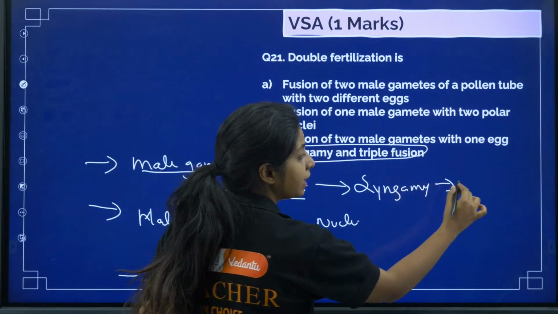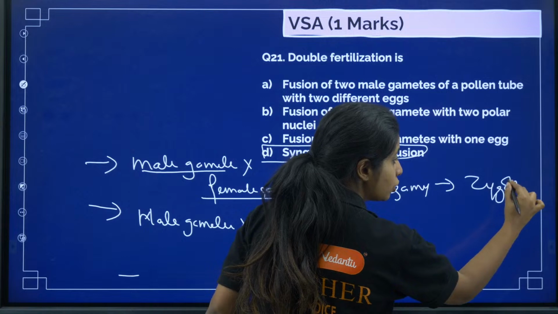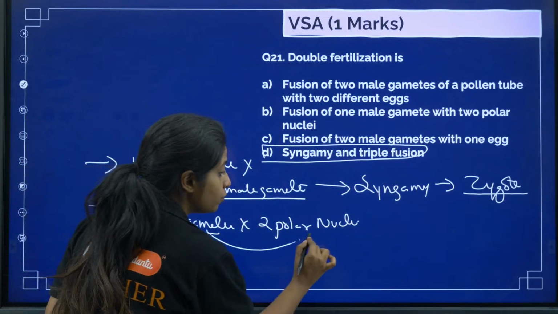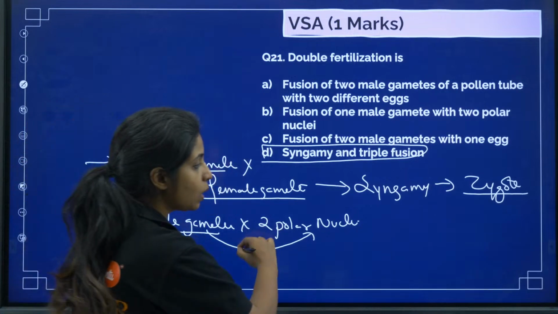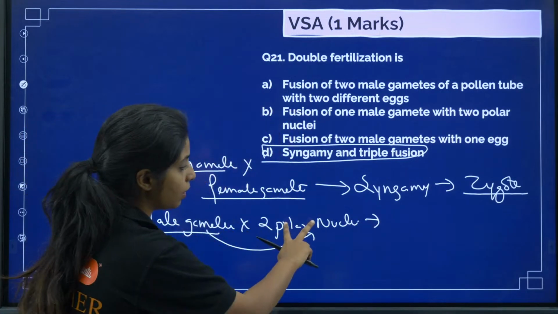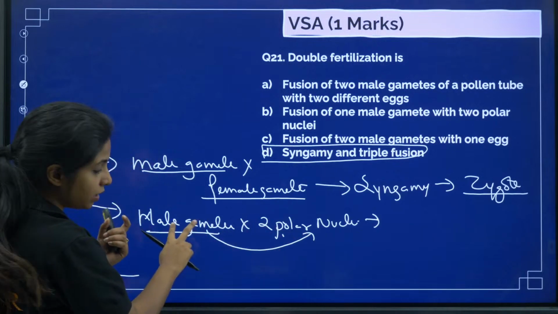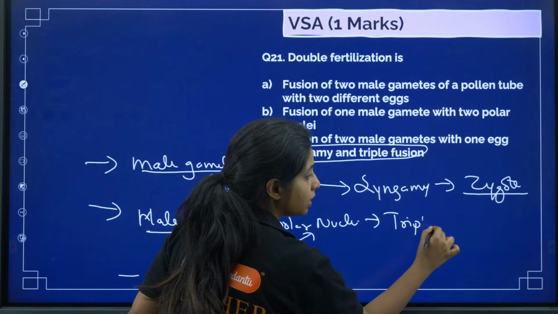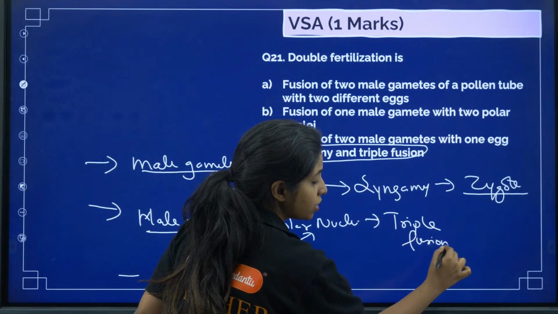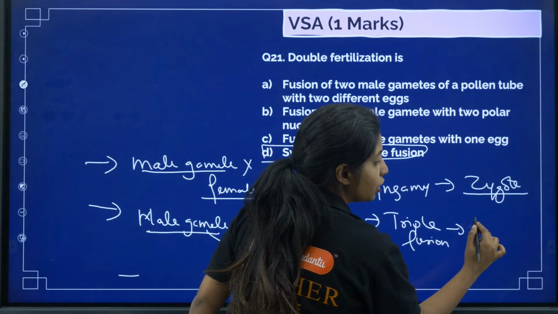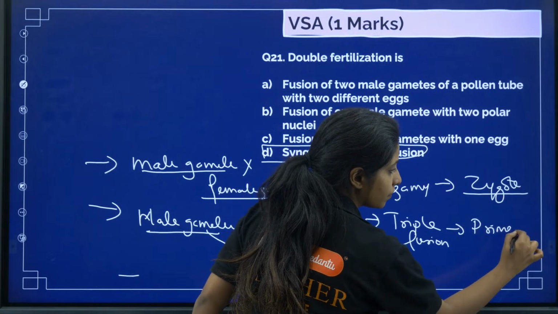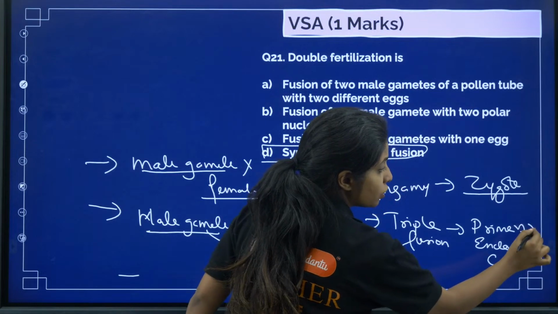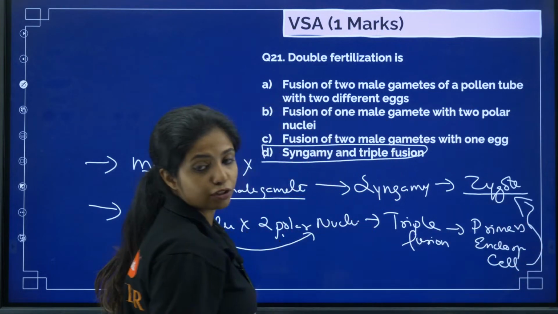And what do you get at the end? You get the zygote. Now there should be someone who could nourish the zygote. For that, the other male gamete will come and fuse with the two polar nuclei. Since there are two polar nuclei already and one in the male gamete also, there will be one more nucleus. So you call this triple fusion. There are three things involved over here. At the end of it, you get the primary endosperm cell, which will form the endosperm and which will later nourish the zygote.